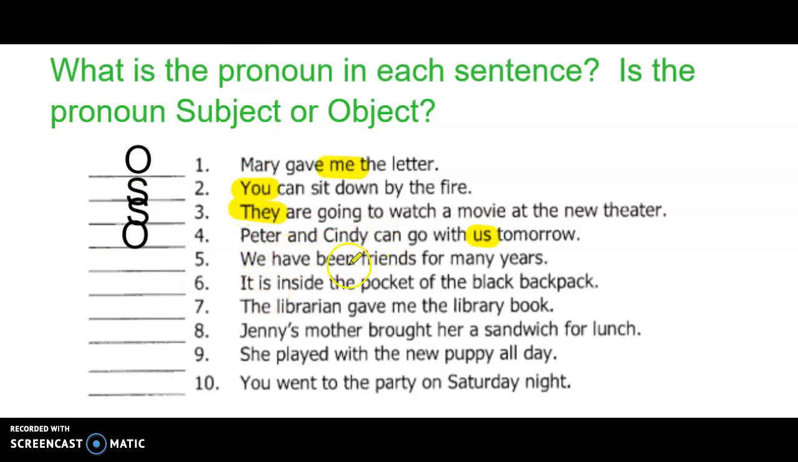We have been friends for many years, so we is going to be my pronoun. And we are doing the action of being friends, so that's going to be a subject pronoun.